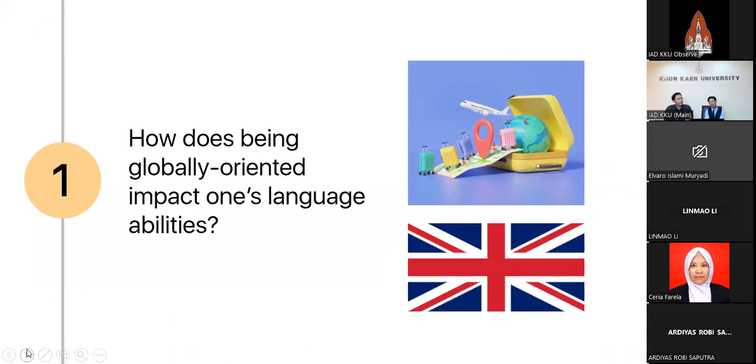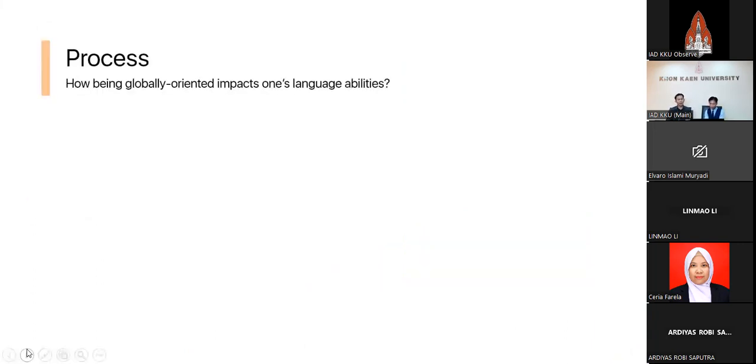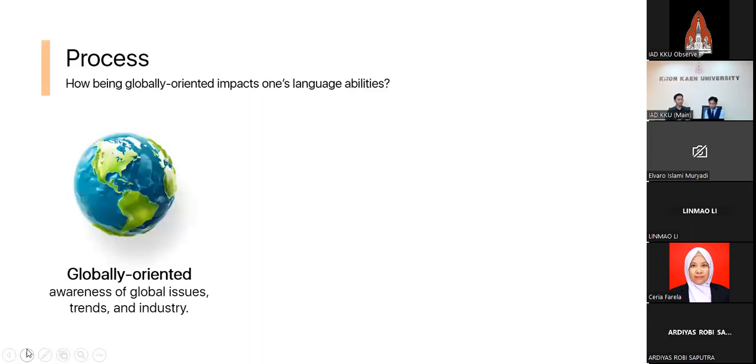And here, the first discussion: how does being global oriented impact one's language ability? Okay, based on your opinion. So now, how being globally oriented impacts one's language ability. First, we have already known the definition of globally oriented, right? It's awareness of global issues, trends, and industry. And probably like the trends right now, people tend to watch K-drama or Thai drama or anything. So we should know, based on the trend.